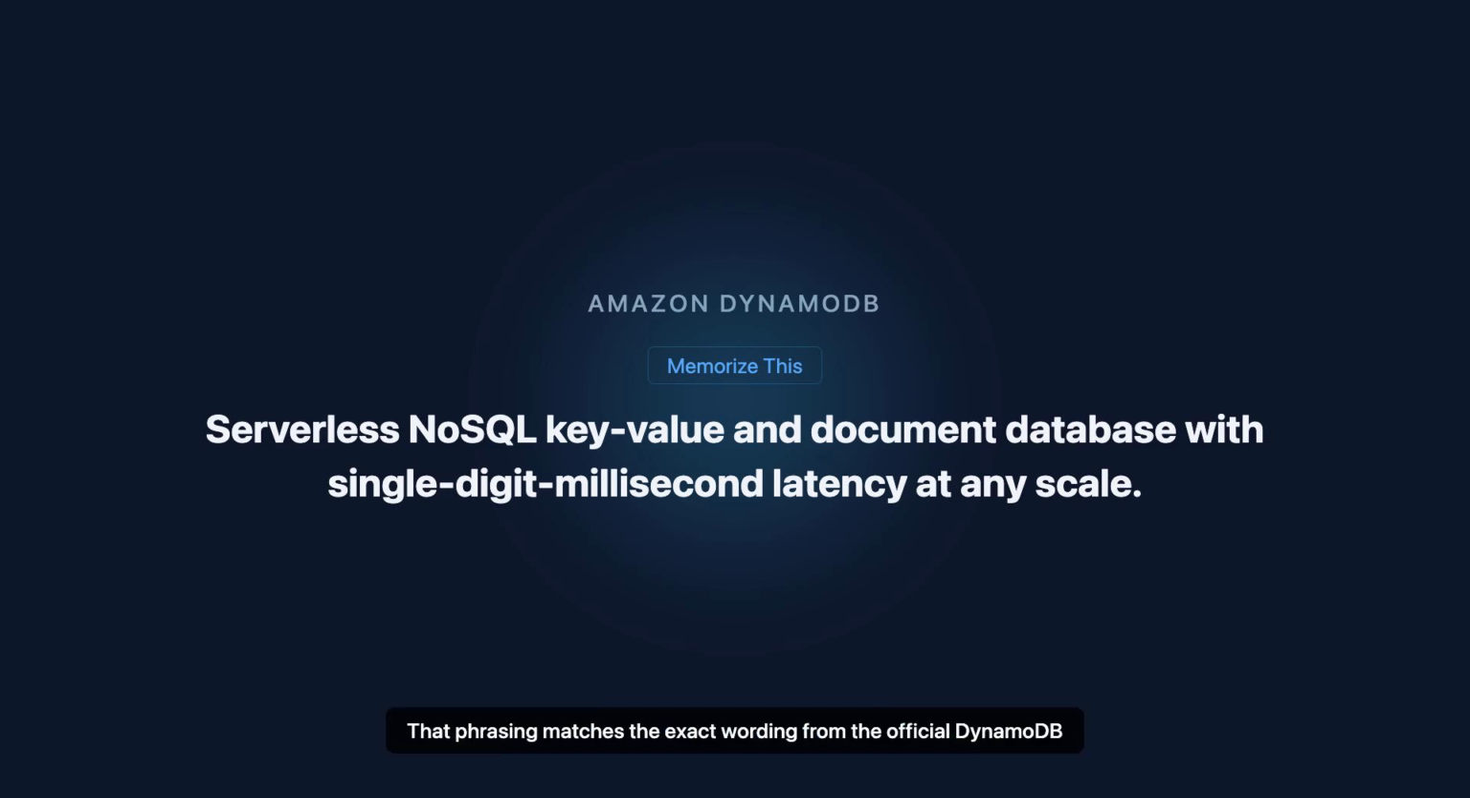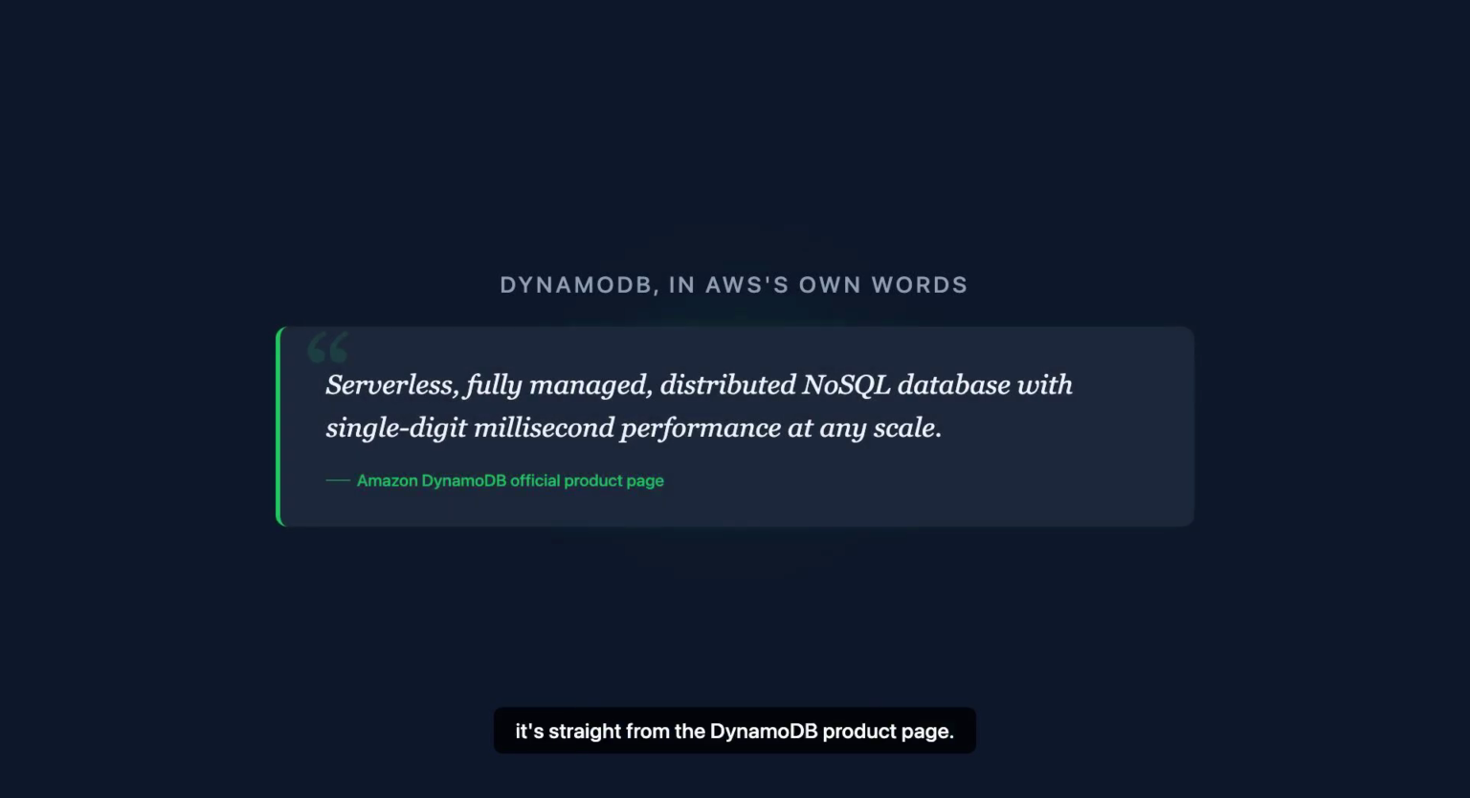That phrasing matches the exact wording from the official DynamoDB product page, so let it stick. And this isn't my paraphrase, it's straight from the DynamoDB product page. Amazon Web Services describes it as a serverless, fully managed, distributed NoSQL database with single-digit millisecond performance at any scale. Notice the words they chose: fully managed, so Amazon Web Services handles the operations; distributed, so it spreads across infrastructure automatically; and at any scale, which is the promise that latency doesn't degrade as you grow. When you see those words in a scenario, your brain should jump straight to DynamoDB.